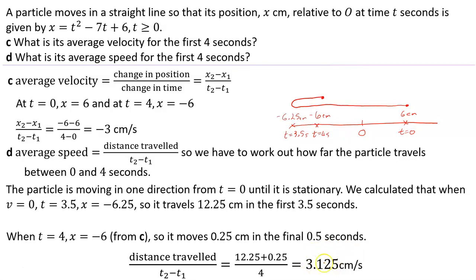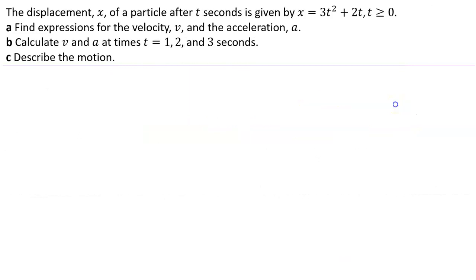And see, these values are not the same. Average speed does not equal average velocity. Sometimes it will, but mostly if you have a situation like this where we're turning around, it will not be equal. So here's a second example. I'll give you a moment to read it.